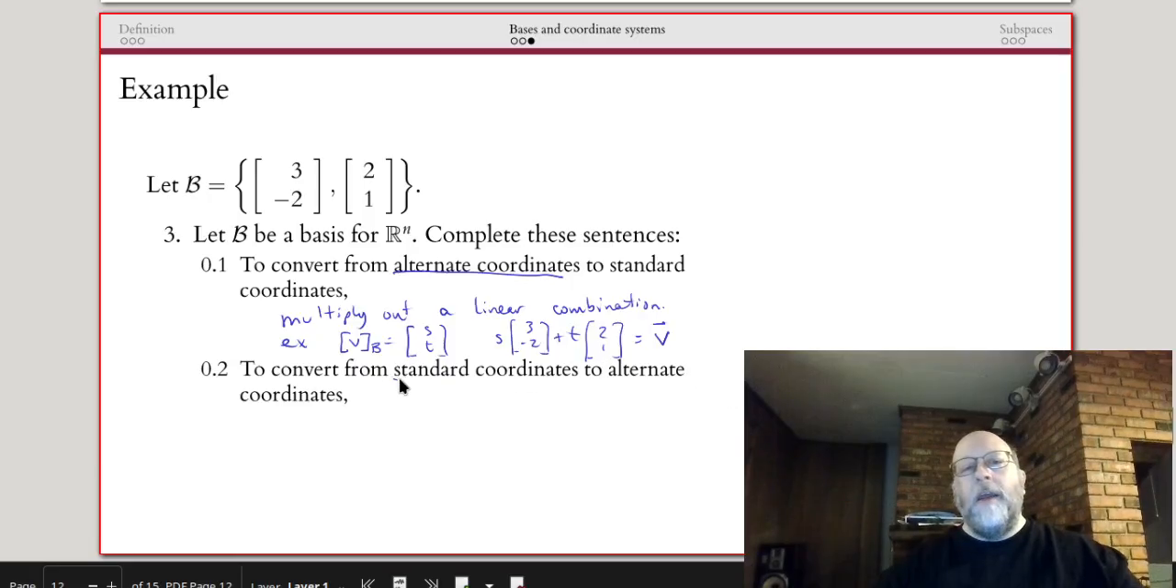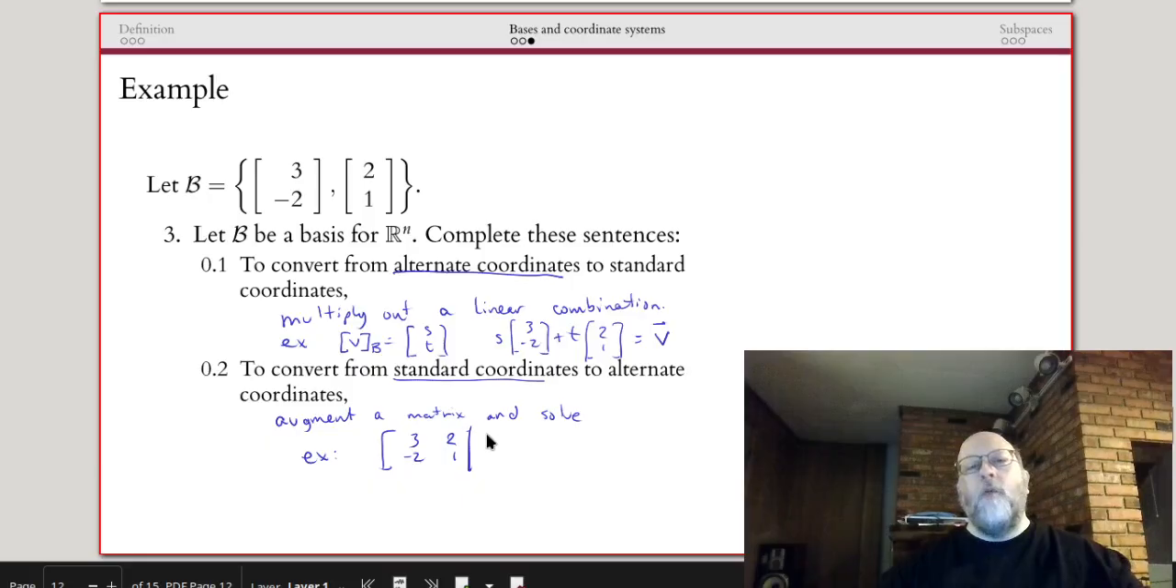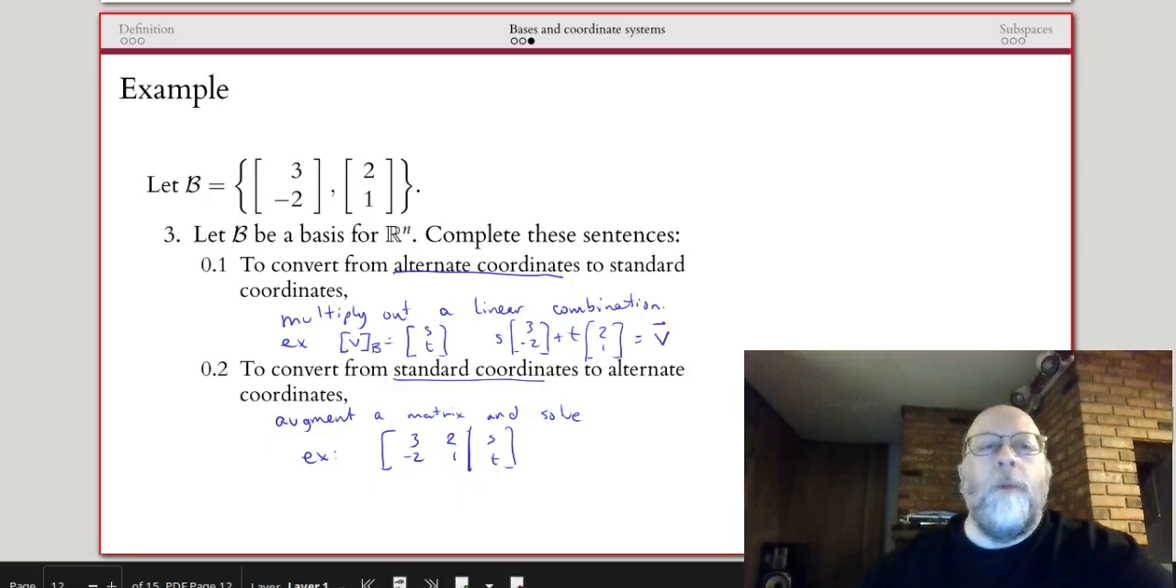To go the other way, to convert from standard coordinates to alternate coordinates, we will augment a matrix and solve. So for example, I would take (3, -2) and (2, 1), augment with whatever matrix we're trying to solve for, and then solve that, and that will get me the solution that we want. So one way is just multiplying a combination out. One way is augmenting a matrix and solving, but we know how to do both of these techniques.